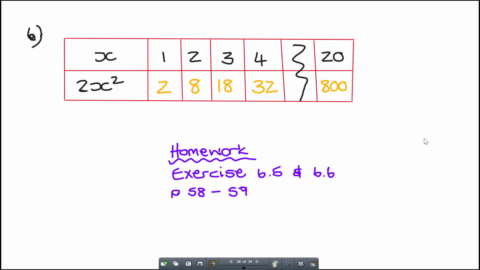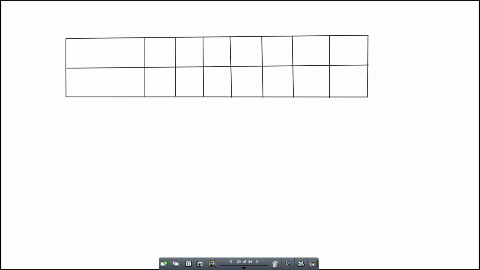Right. Okay. So at 6.6, number 1, you were given n and then a half, 3n squared minus n.